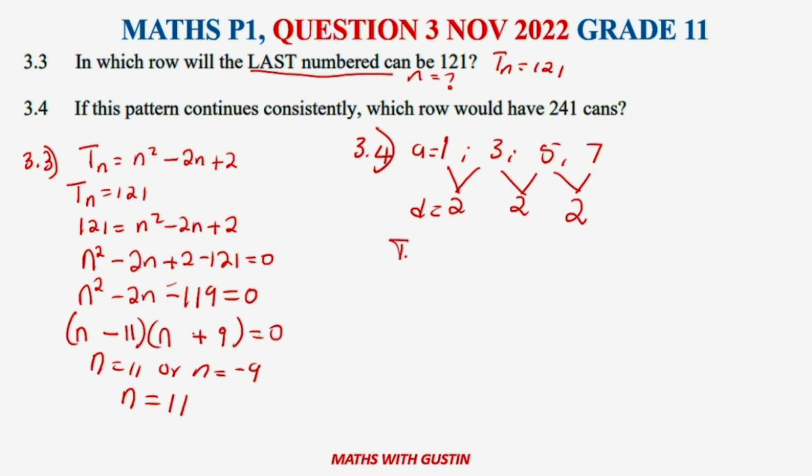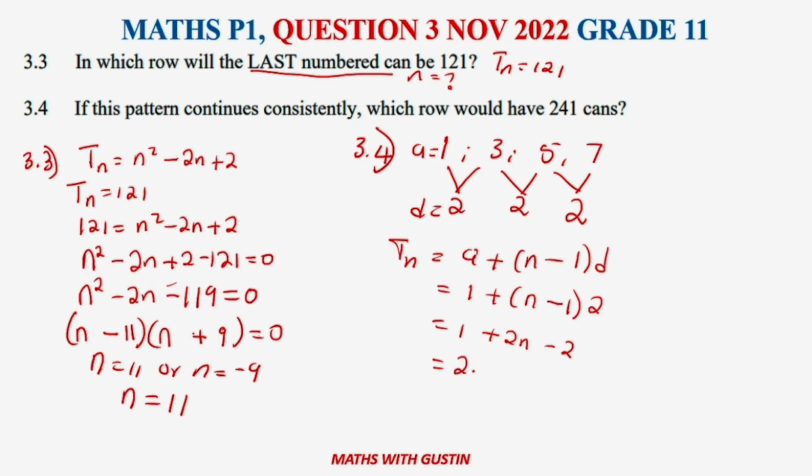Therefore we know the formula that we use: Tn equals a plus n minus 1 times d, which is going to give us 1 plus n minus 1 times d. What is d? d is 2. So we have 1 plus 2 times n minus 1, therefore what you have here is 2n minus 1. So this is our formula. Because they are asking us for the number of the row, it means they're looking for n.